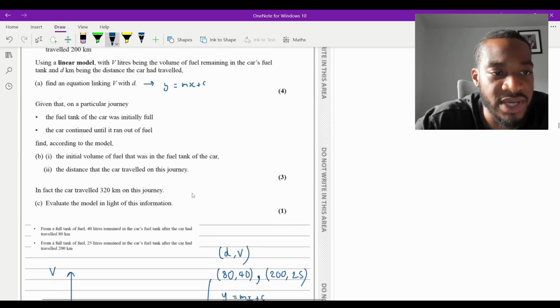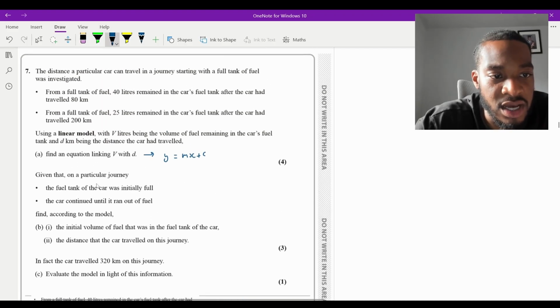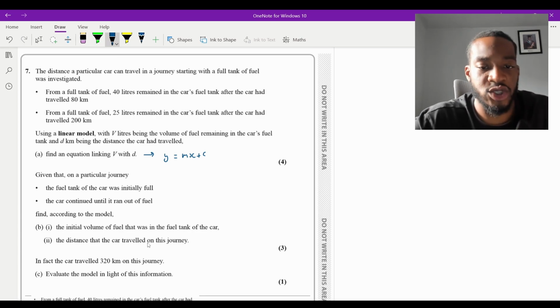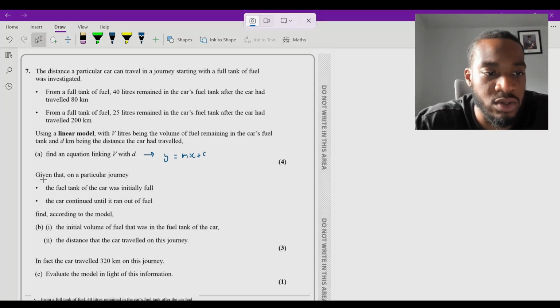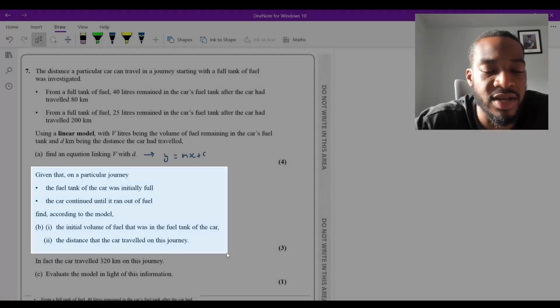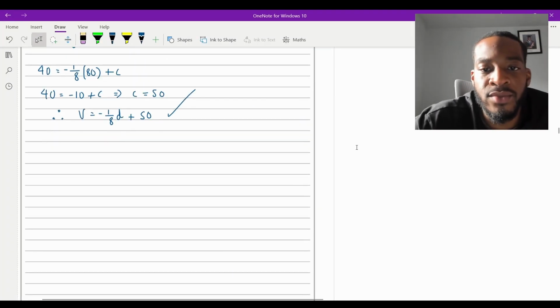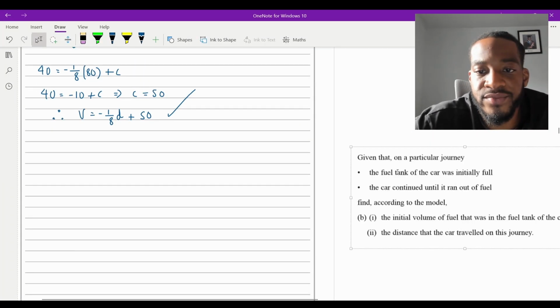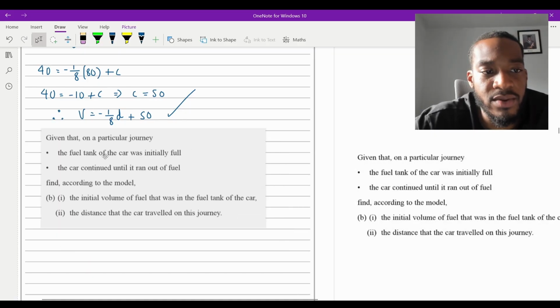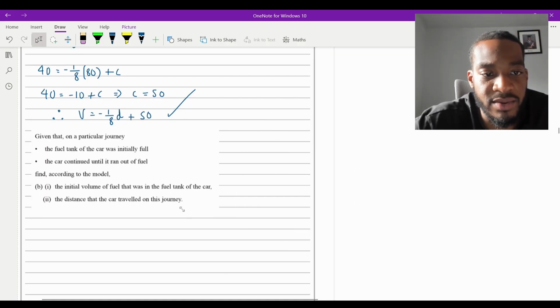Now, part B, what does part B say? It says, given that on a particular journey, the fuel tank of the car was initially full, the car continued until it ran out of fuel. Find, according to the model, the initial volume of the fuel that was in the fuel tank of the car and the distance that the car traveled on this journey, for 3 marks. So let me screenshot that as well, so we don't need to keep going up and down. And I'll put this here. Okay, let me paste this here.